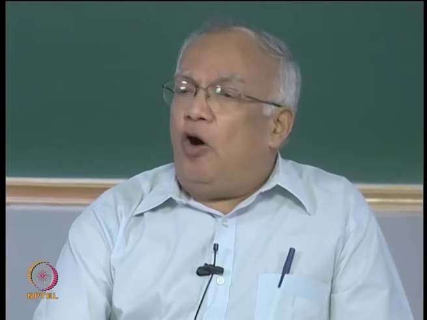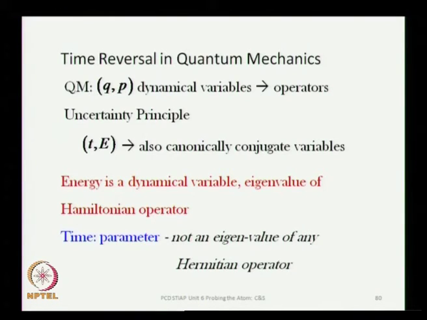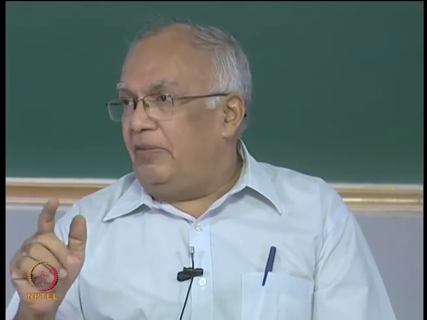The reason is that there is really no operator for time in quantum mechanics. Time is just a parameter in quantum mechanics. Energy is a dynamical variable for which there is an operator. The operator for energy is the Hamiltonian operator, but there is no operator for time. So the foundation of the uncertainty principle for energy and time is quite different, and that is important in recognizing what is meant by the time reversal symmetry, because there is no operator for time.